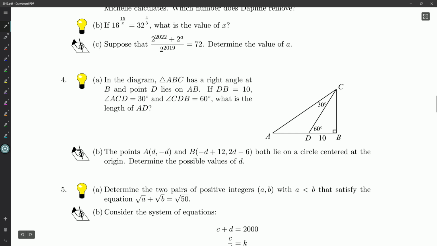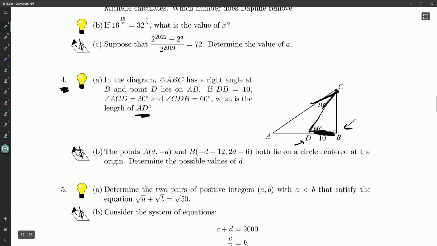We're going to continue on looking at our Euclid math contest here with question number 4. So 4a, in the diagram, triangle ABC has a right angle at B. Point D lies on AB. If DB is 10, and we've got a 30-degree angle and a 60-degree angle, what is the length of AD?